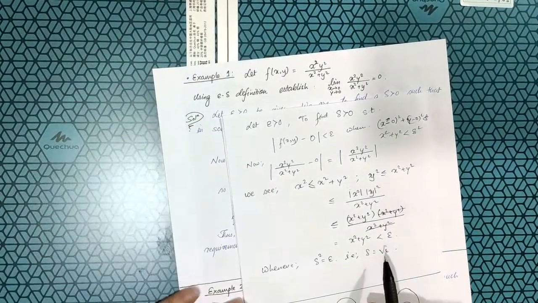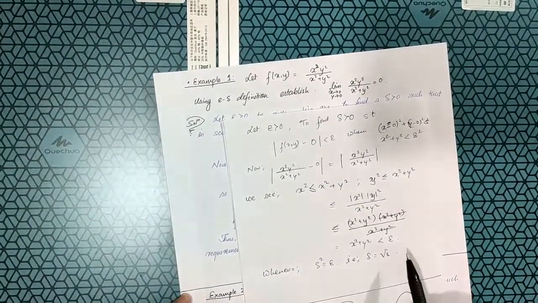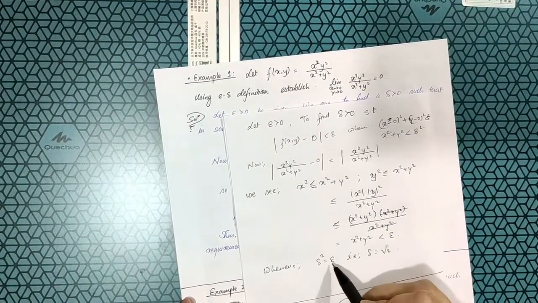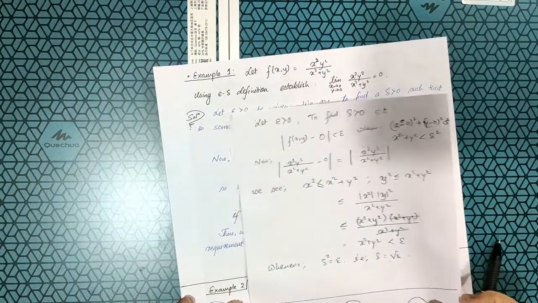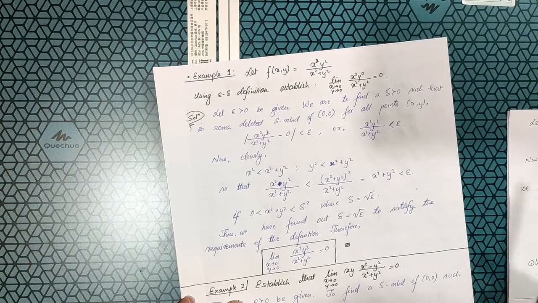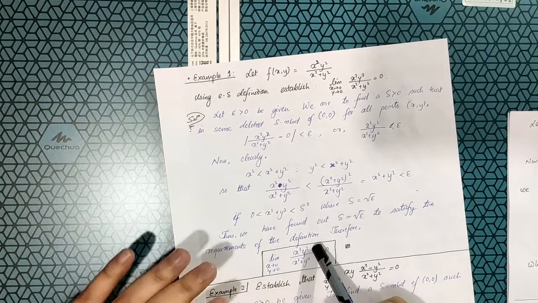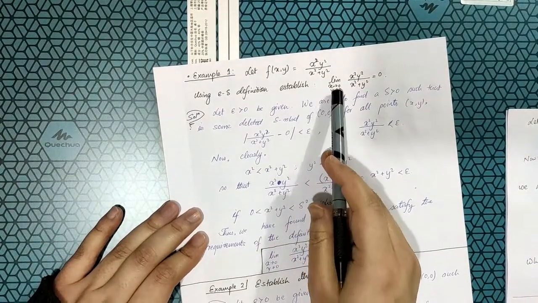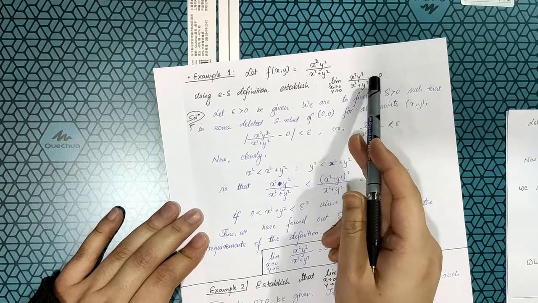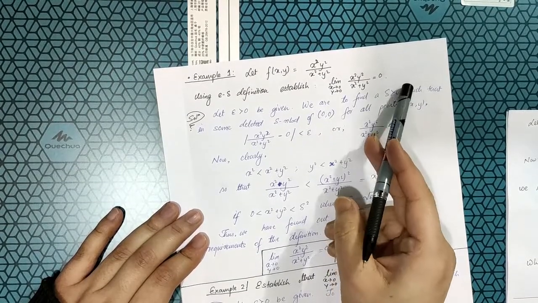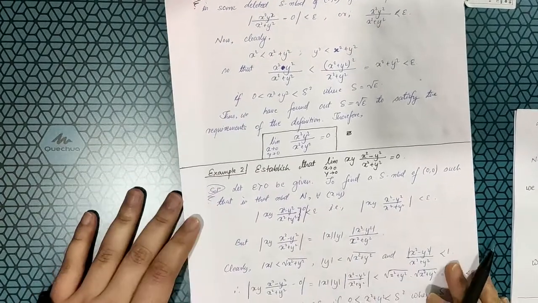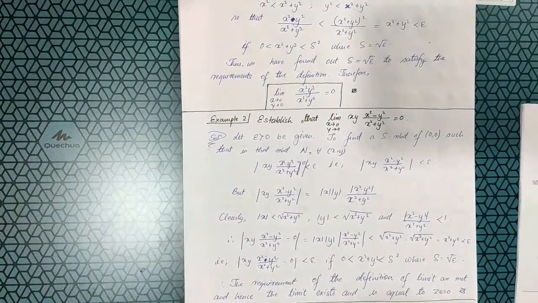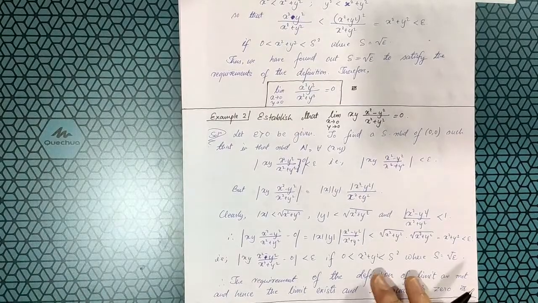So hence what we get is we find a delta for this epsilon for which the epsilon delta definition is correct. Hence limit x tends to 0, y tends to 0, f of xy is equal to 0. Similarly, we move on to the next example.